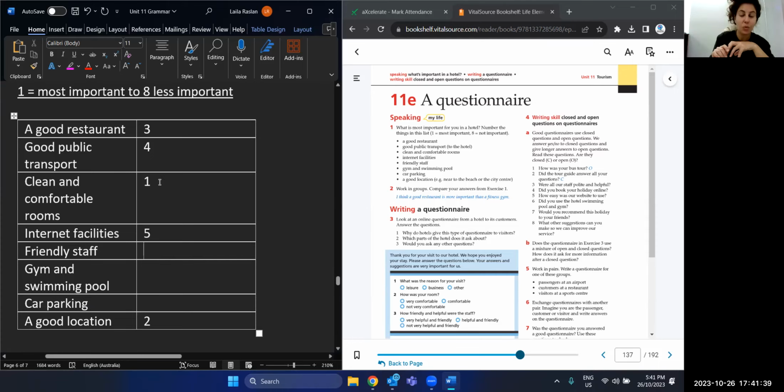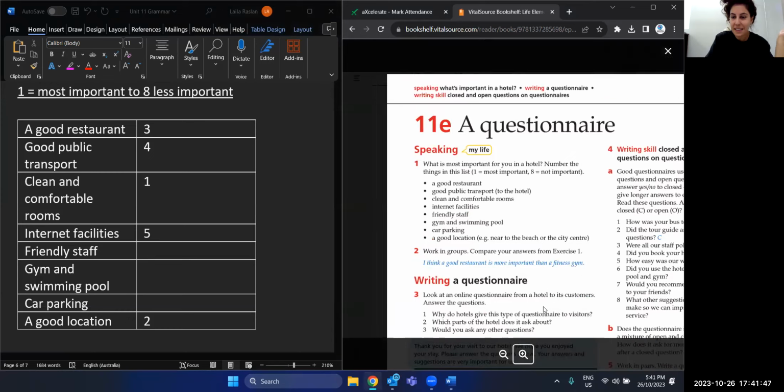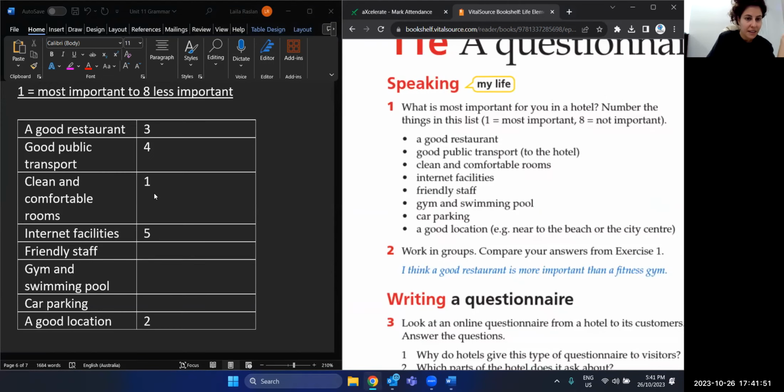For me, it's going to take a while because I keep changing. So put the numbers, which one is most important to you? I'll give you about 2 minutes and then we'll come and discuss. So I'll do mine as well.